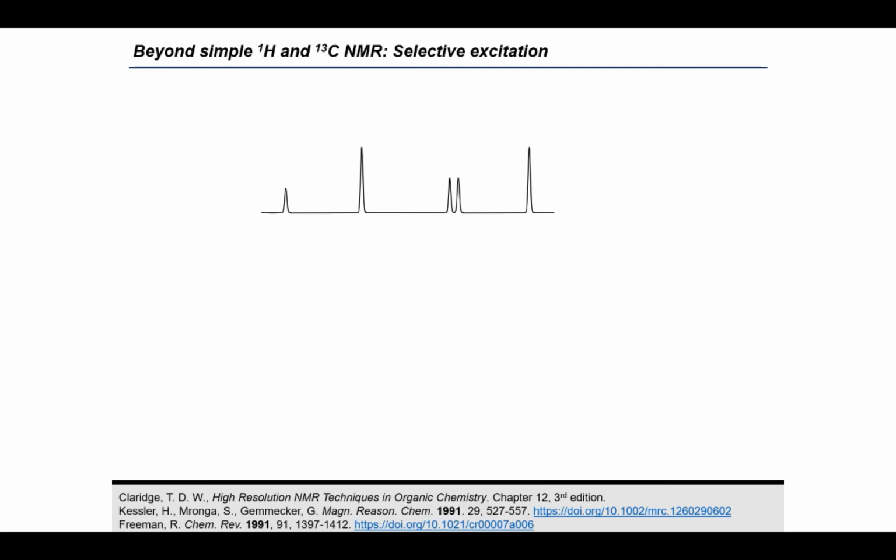Something else that we can do is we can selectively excite parts of the spectrum. So we can take a spectrum like this one here and we can say, hey, I only want to look at this peak here, and we can make it so that we only look at that peak there. Now this seems like it's not super useful in and of itself, but when we combine this technique with various other NMR experiments, we can get something really powerful. And a kind of similar principle is behind the solvent suppression that we were talking about earlier in this video.